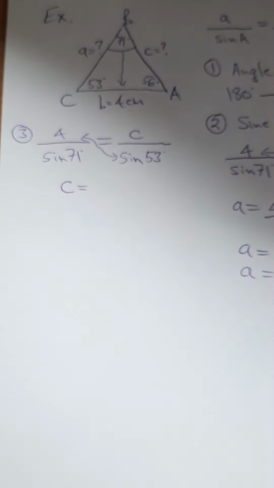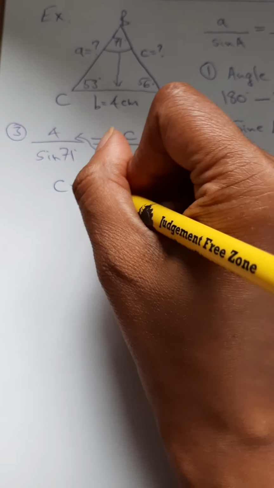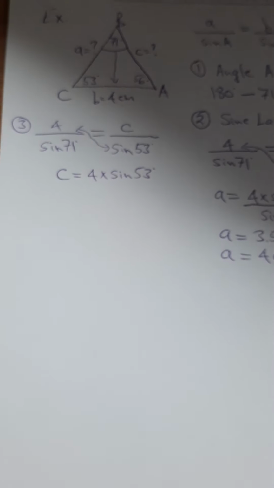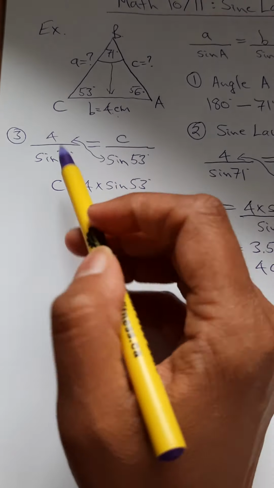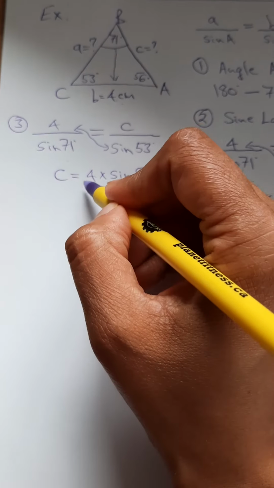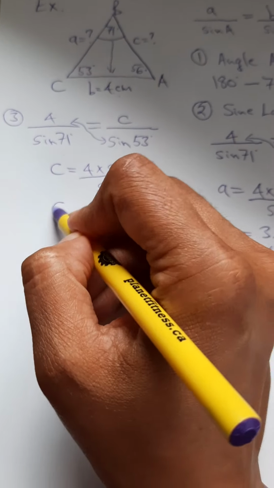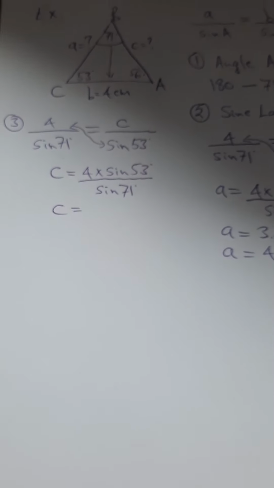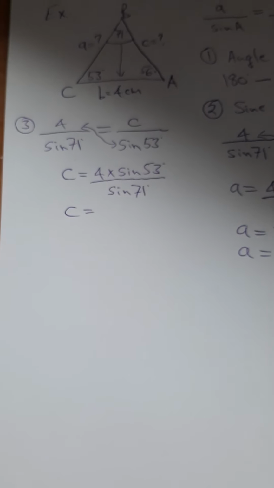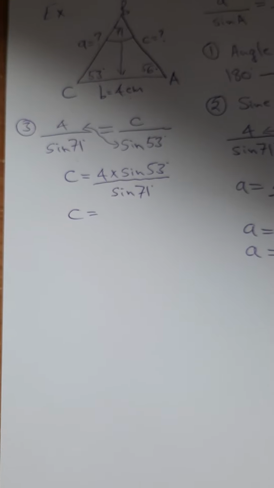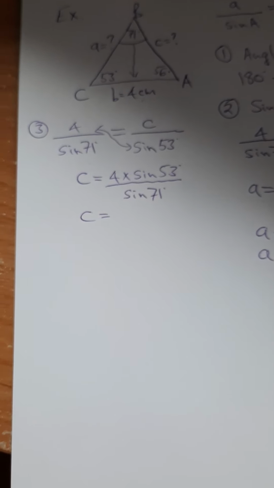So I want to do C equals, we're going to do 4 times sine 53. And then you are basically dividing it by this third side. So I want to divide it by sine 71 degrees. What's really important in trig is that you're able to just punch the numbers into your calculator. That's actually really important. And we're going to divide it.